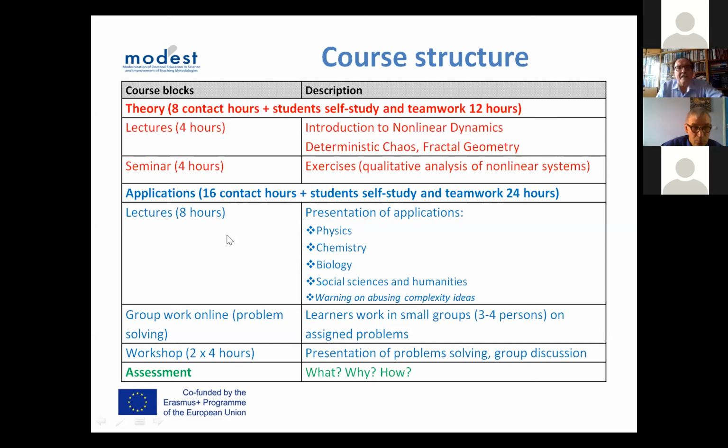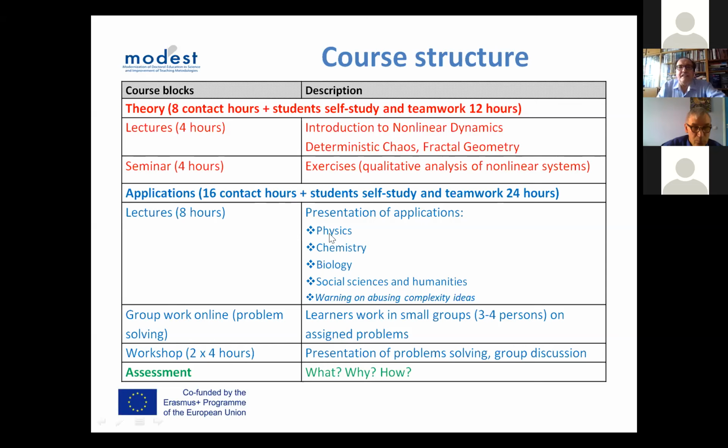self-study and teamwork with lectures, presenting applications in physics, chemistry, biology, social science, and humanities, but also warning on abusing complexity ideas, because you have many things produced by people from New Age, like fractal chaos explaining spirituality and the sense of our life and so on. So it would be very important also to show how notions of chaos theory, complexity, and fractals are abused. Because if you are a doctoral student, you shall also fight against, let us say, scientific illiteracy.